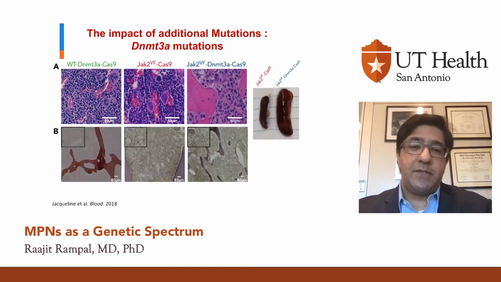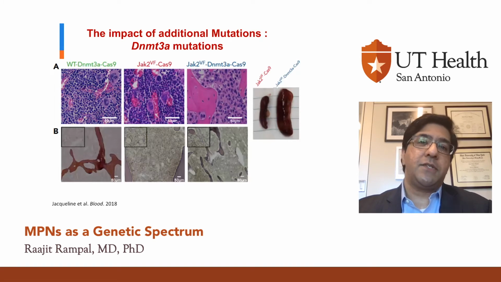Similar observations were made by Steve Lane's group in regard to the loss of DNMT3A, which again is one of the more frequent alterations that are observed in patients with MPN. And in this particular case, if one looks specifically at the bone marrow fibrosis in the B panel, mice that had both JAK2 and loss of DNMT3A had markedly increased fibrosis as compared to either JAK2 mutant mice or mice with just loss of DNMT3A. And there was a marked increase in the size of the spleen in mice with JAK2 mutations and loss of DNMT3A as compared to JAK2 mutations alone.